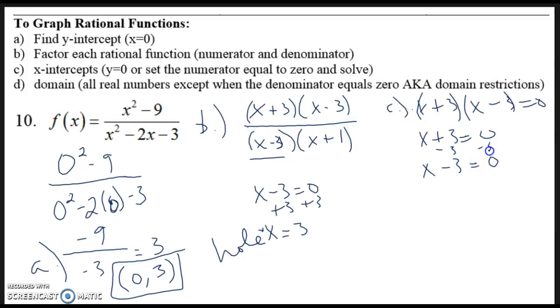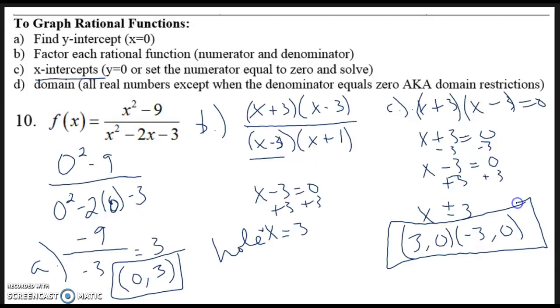Subtract 3. Add 3. Those should be 3s, not very deformed looking 5s. Sorry. So I have x is plus or minus 3. But I'm looking at x-intercepts, and intercepts are points, right? So I have (3, 0) as one point, and (negative 3, 0) as my other point. There's the answer to part C.